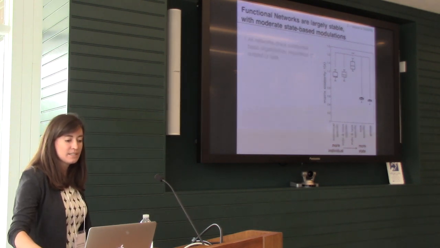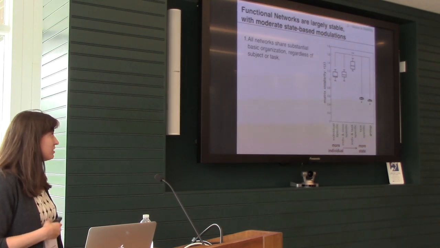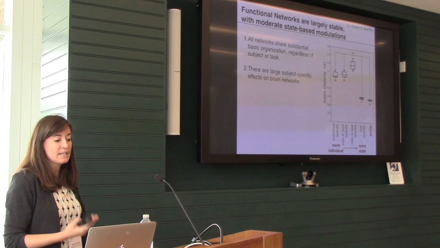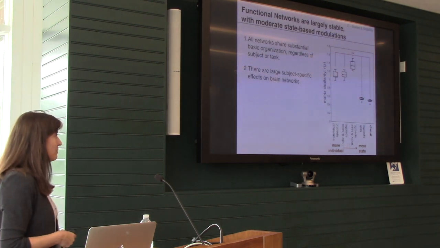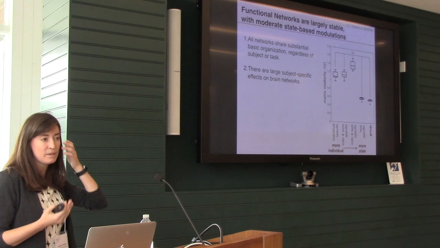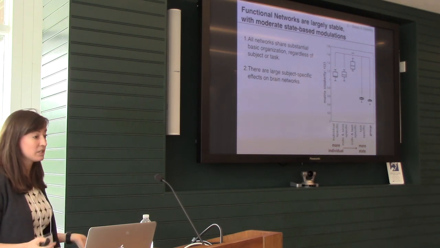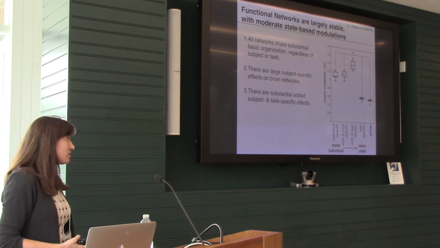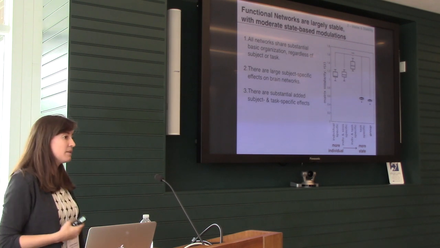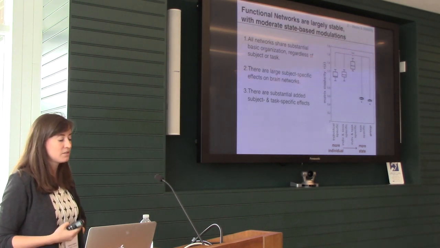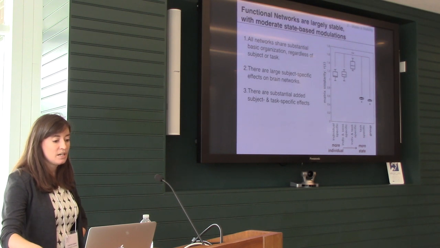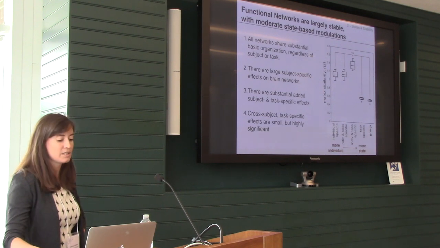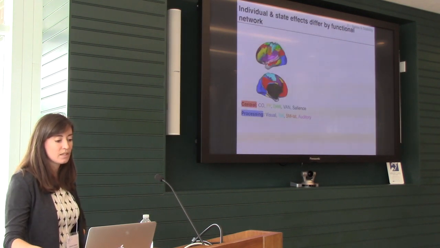To summarize, here we saw evidence that all networks share substantial basic organization, regardless of the subject or task that they belong to. But subject effects are also quite large, and we think they may be associated both with basic stable anatomical differences between subjects as well as functional differences. We also see evidence for substantial added task effects, but the biggest parts of the task effects are actually subject specific. So there's an interaction between task and subject, and the cross-subject task effects are small, but still highly significant.